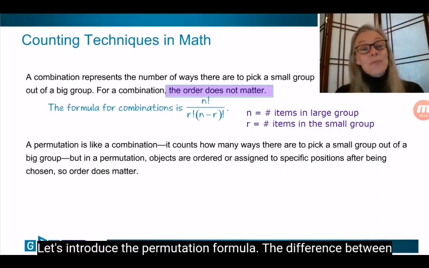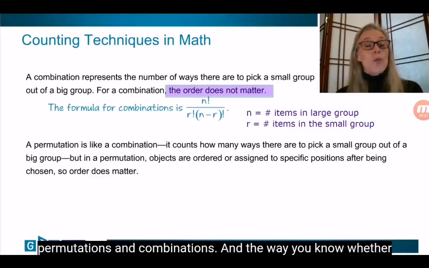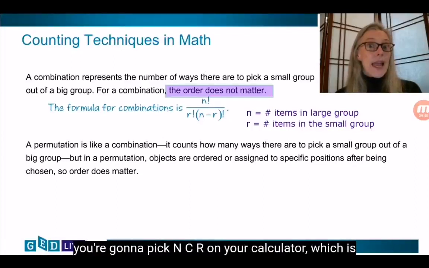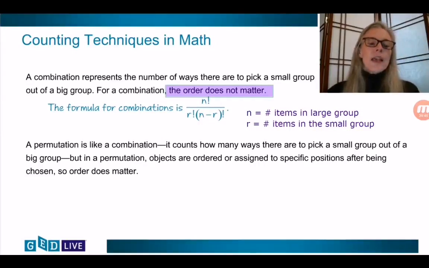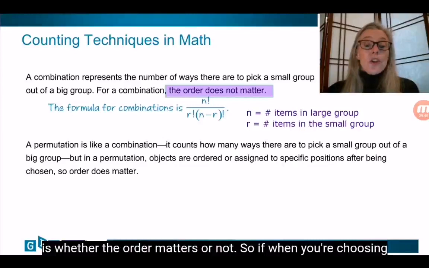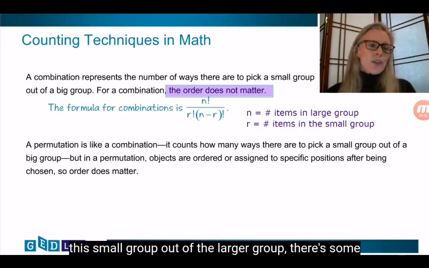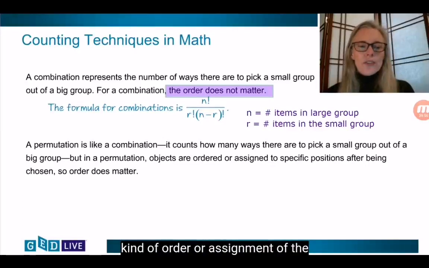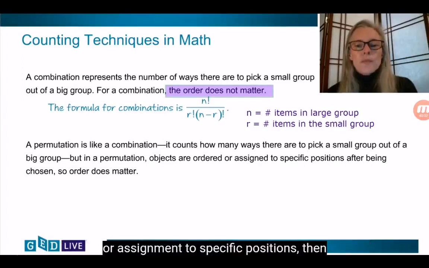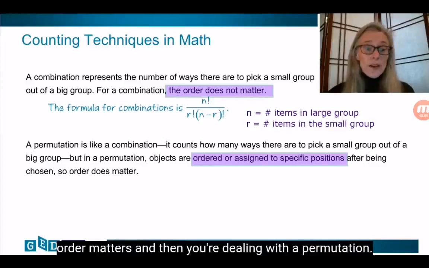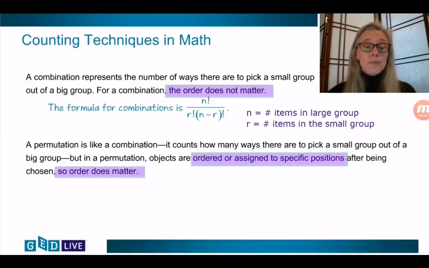The difference between permutations and combinations, and the way you know whether you're going to pick NCR on your calculator, which is combinations, or NPR, which is permutations, is whether the order matters or not. So if, when you're choosing this small group out of the larger group, there's some kind of order or assignment of the items or people or whatever they may be, if there's order or assignment to specific positions, then order matters, and then you're dealing with a permutation.